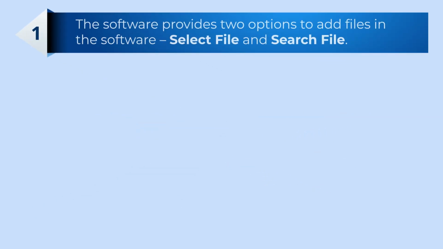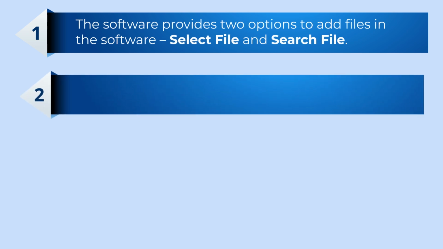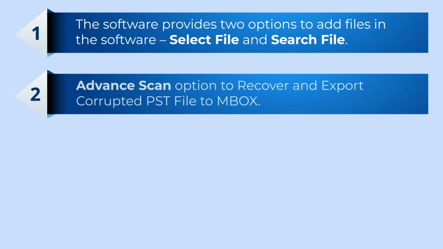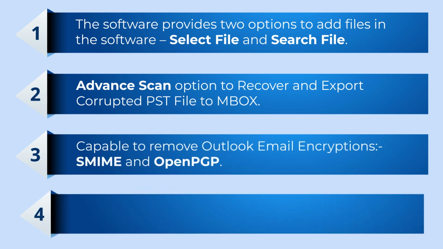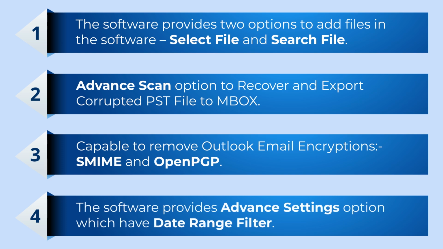PST to MBOX Converter Tool provides option to select PST from system and search inside selected drive or all drive. In advanced scan option, recover and export corrupted PST file to MBOX. Capable to remove Outlook email encryptions, SMIME and OpenPGP. The software provides advanced settings option, which have date range filter.